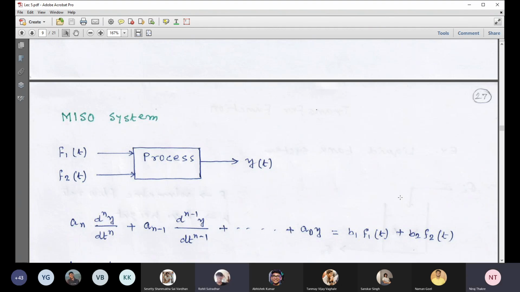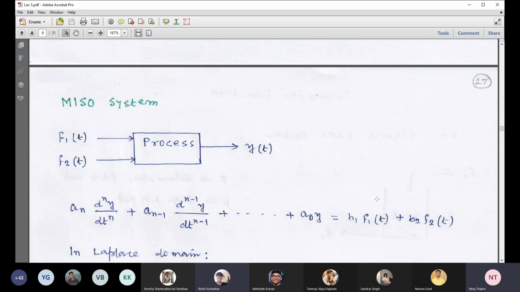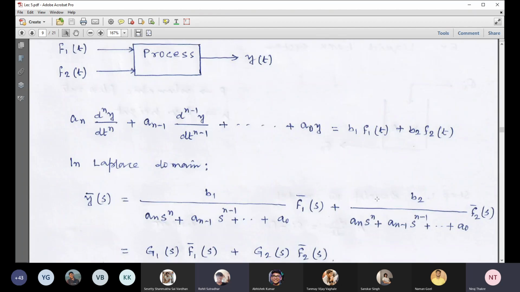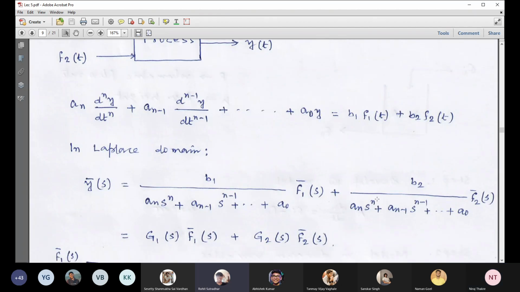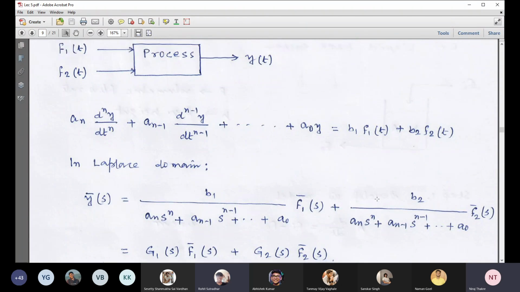Sir, it'll be B1 F1 t plus B2 F2 t by a n s to the power n plus a n minus 1 s to the power n minus 1 and so on. Yeah, you represent it in terms of the Laplace domain. Okay, you are correct, but you have to represent it in the Laplace domain. The transfer function is all the time in the Laplace domain only. Yes, so in terms of s, F1 bar s and all. See, is it matching or not now? I'm showing you. Yes, sir, yes, sir.